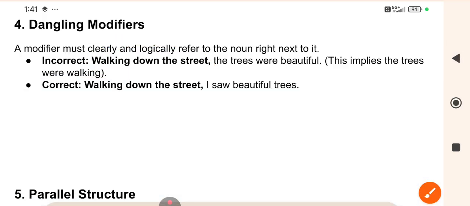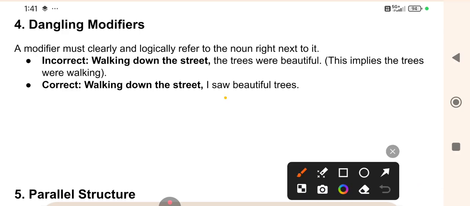Walking down the street, the trees were beautiful. This implies the trees were walking. If you say walking down the street, the trees were beautiful, it seems the trees are walking. No. The correct sentence is: walking down the street, I saw beautiful trees.